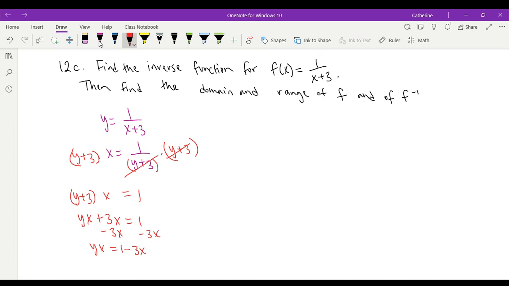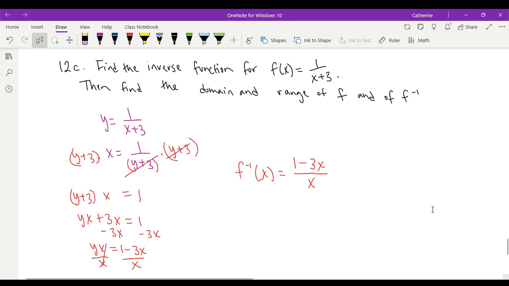And then divide by the number with y, which is x here. So we get y equals 1 minus 3x over x. So that's our inverse function. f inverse of x equals 1 minus 3x over x.